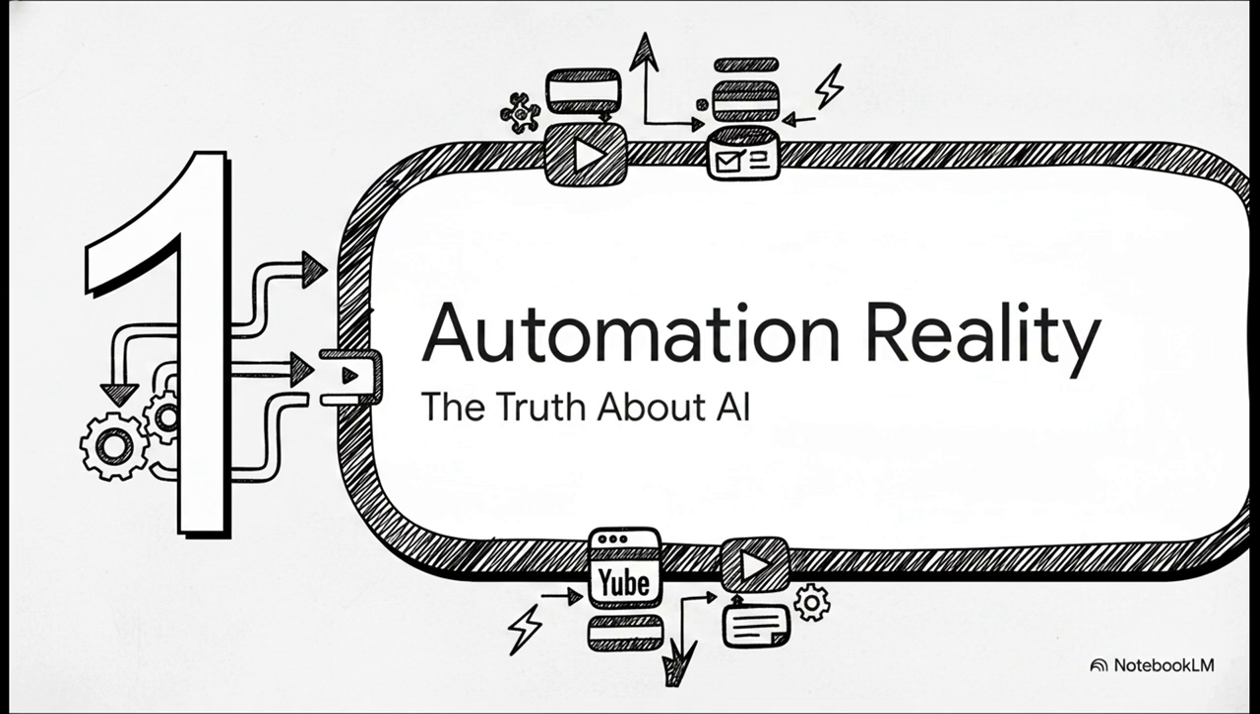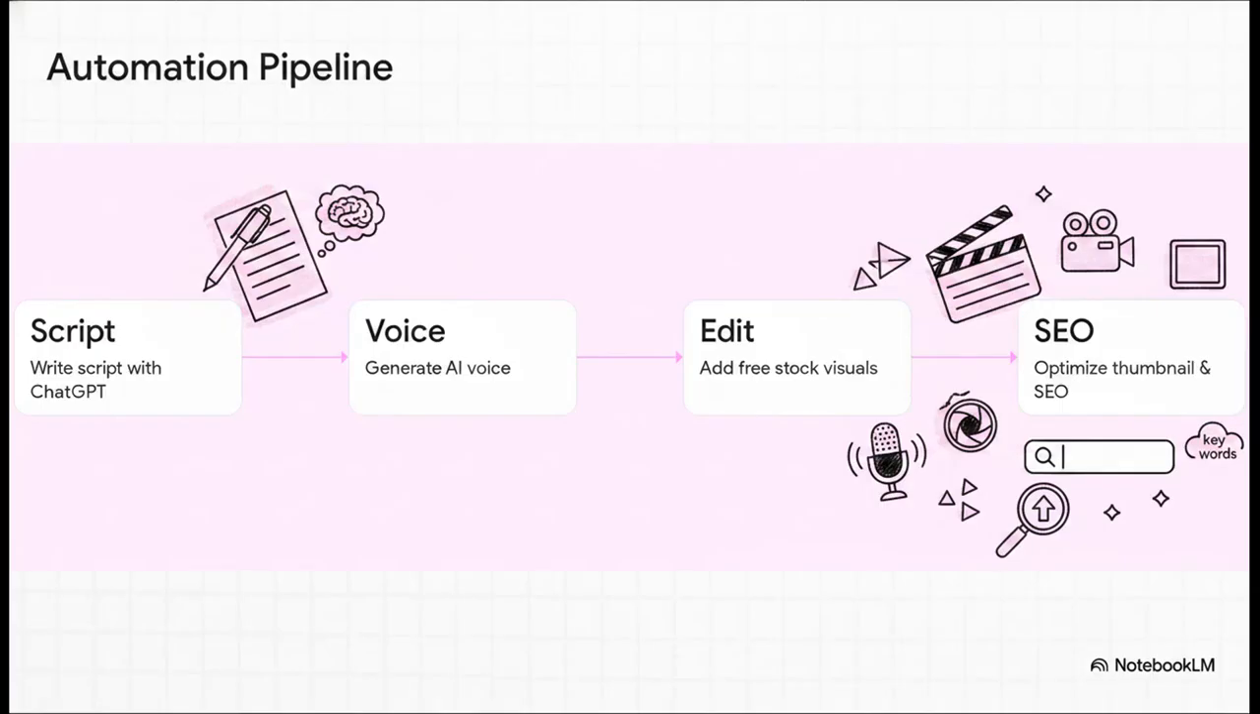The real secret here isn't some magic button, guys. It's knowing the pipeline and stacking the exact right software together perfectly. The automation pipeline itself is incredibly straightforward. First, you write the script. Second, you generate the voice. Third, you edit and add your visuals. And fourth, you optimize your SEO and thumbnail. That's literally it. That is the entire business model broken down chronologically. Once you master this flow, you can basically scale it to any niche you want to tackle.